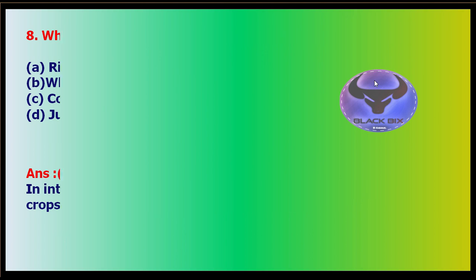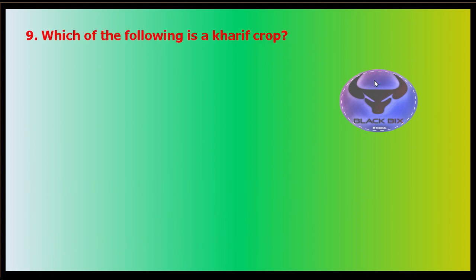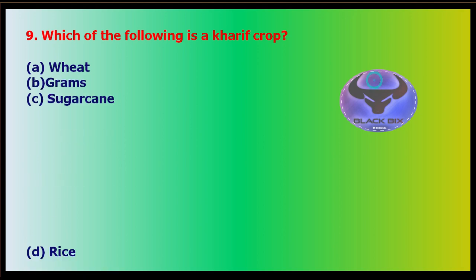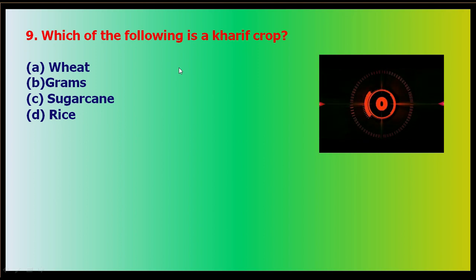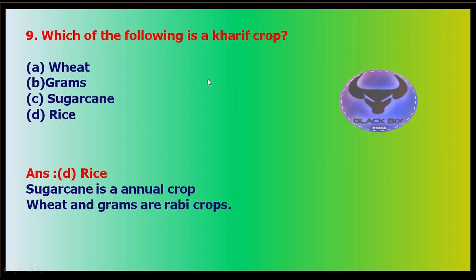Question number 9 is, which of the following is a kharif crop? You know there are 3 seasons, Rabi, Kharif and Zaid, and which is the kharif crop? Identify it. Wheat, grams, sugarcane, or rice? Your time starts now. Which is a kharif crop? So the correct answer is rice.